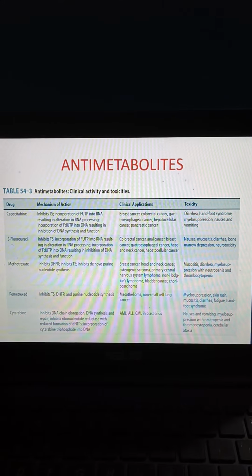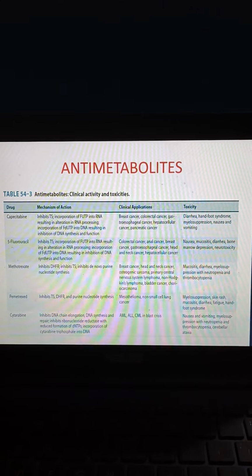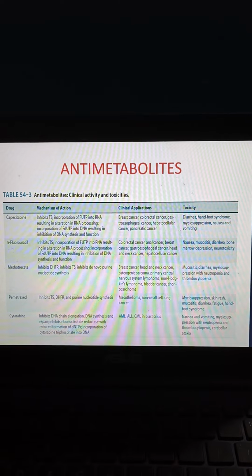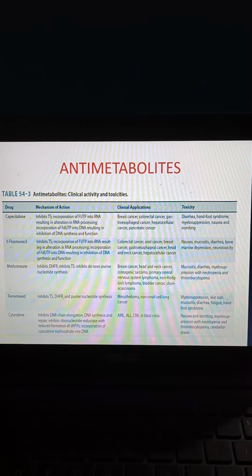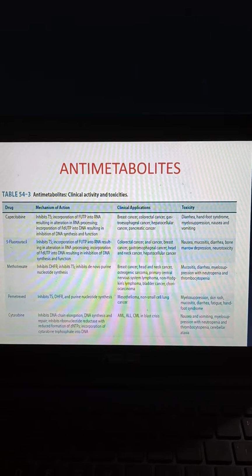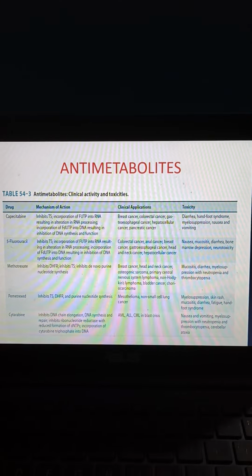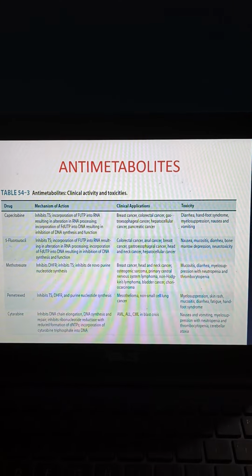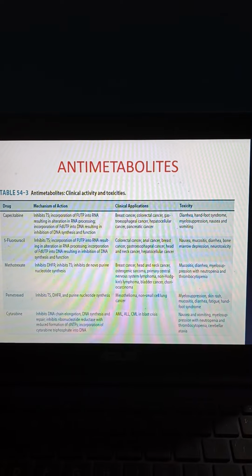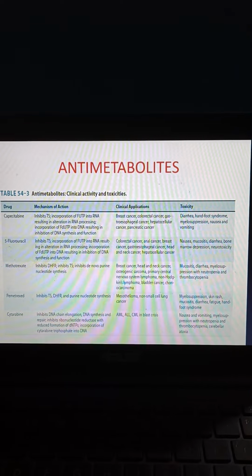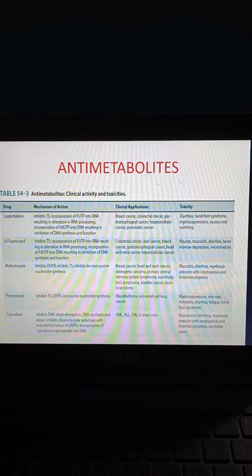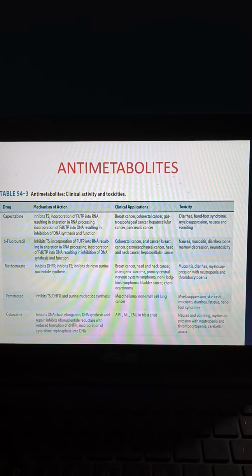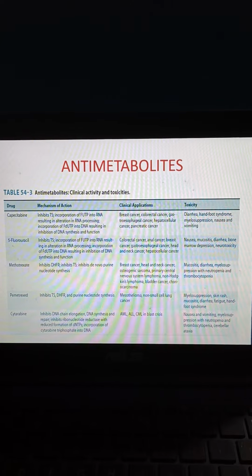Then coming to methotrexate. Methotrexate inhibits the dihydrofolate reductase DHFR, inhibits thymidylate synthase TS, inhibits de novo purine nucleotide synthesis. Clinical application of methotrexate: this can be used in case of breast cancer, head and neck cancer, osteogenic sarcoma, primary central nervous system lymphoma, non-Hodgkin's lymphoma, bladder cancer, choriocarcinoma. And the toxicities of methotrexate are mucositis, diarrhea, myelosuppression with neutropenia and thrombocytopenia.